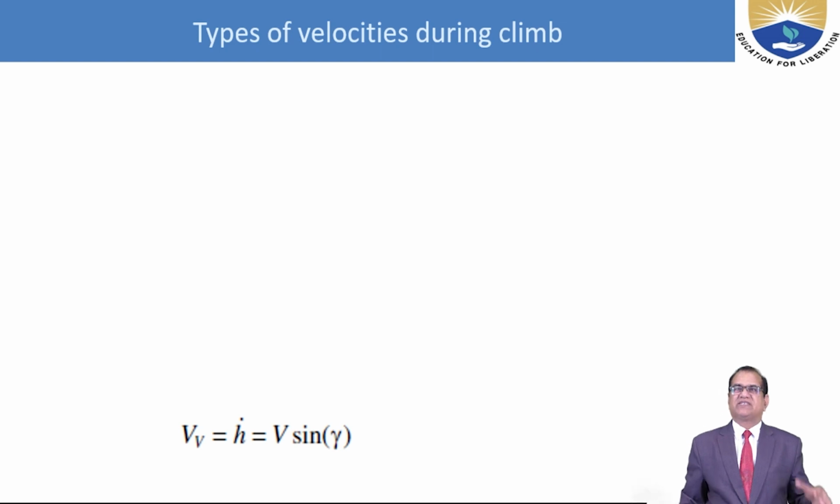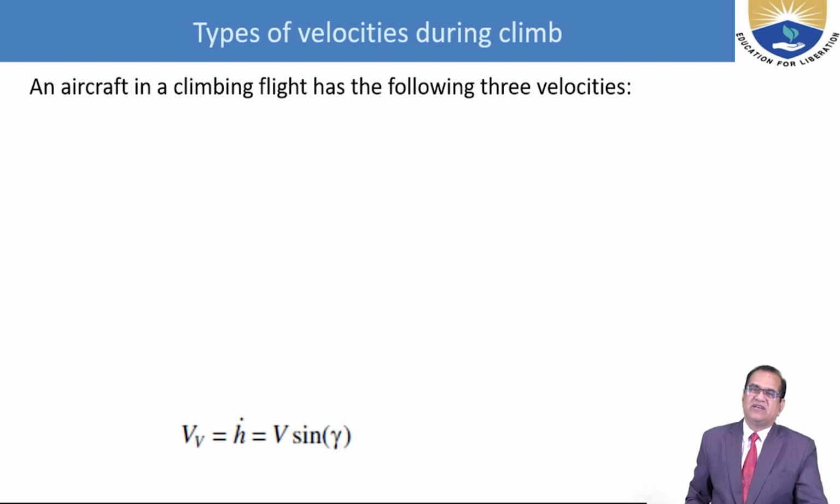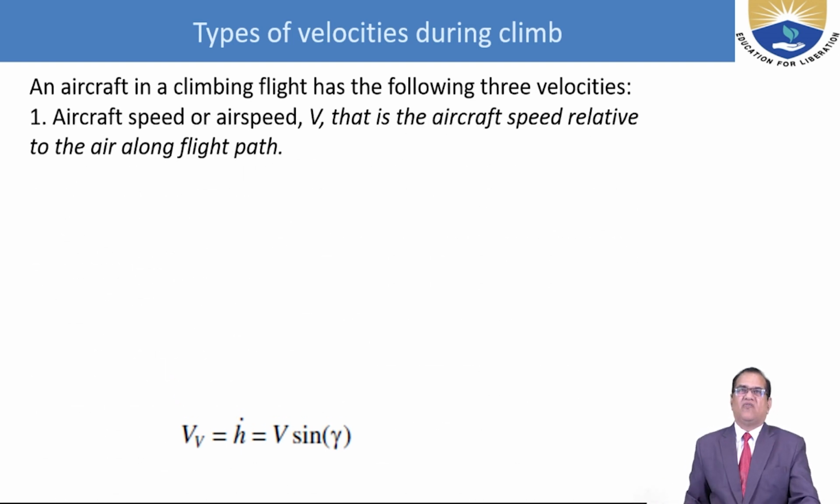So now we will discuss some velocities in this topic. An aircraft in a climbing flight has the following three velocities. One is aircraft speed or airspeed V, that is the aircraft speed relative to the air along the flight path. So this is V.